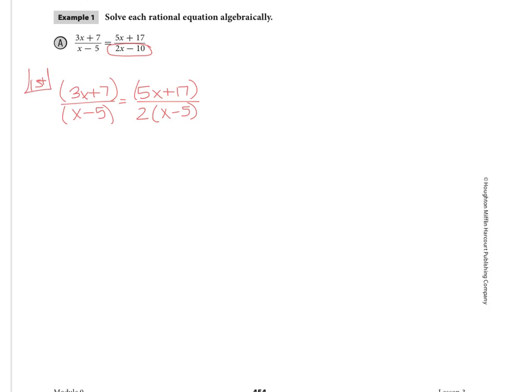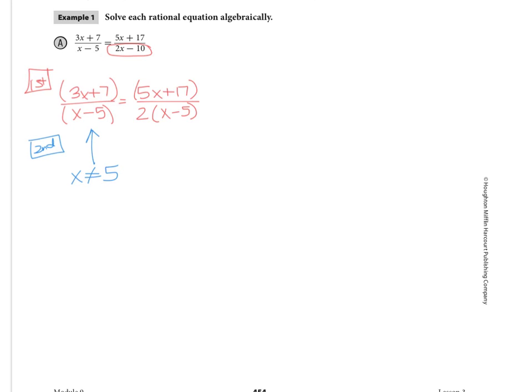And then my second step, remember, is going to be excluded values. So I'm only looking at the denominators. Look at all the denominators, but since these have the same part in them, the only excluded value is x cannot equal 5.